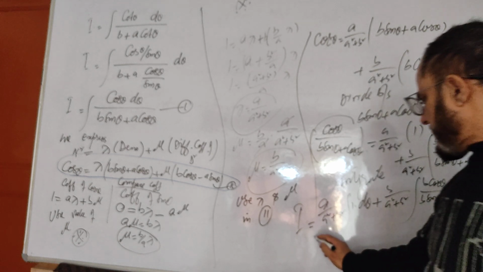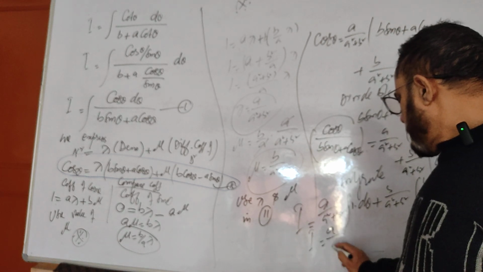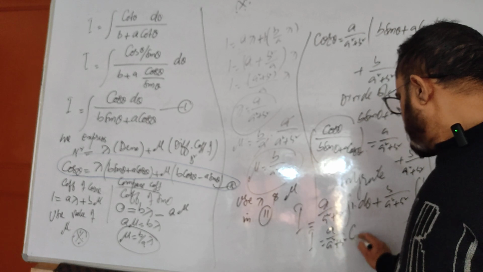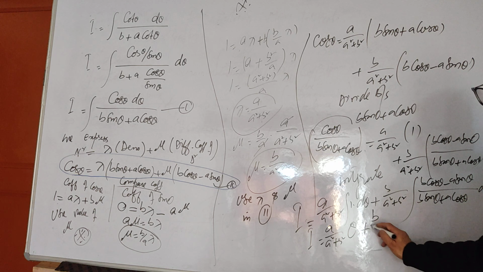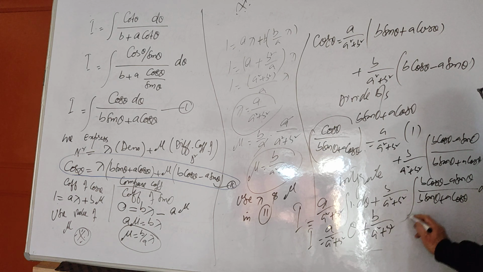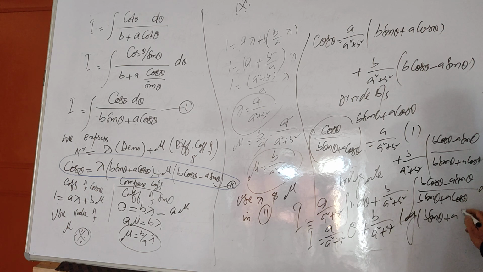This is your I is equal to a by a square plus b square times theta, because integral of 1 with respect to theta is theta. Plus b upon a square plus b square times this, which is f dash by f x, so it is log of the denominator, log of b sin theta plus a cos theta. And it is in fact indefinite, so you can add c, the constant of integration.